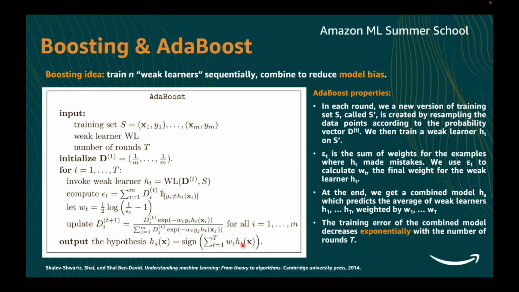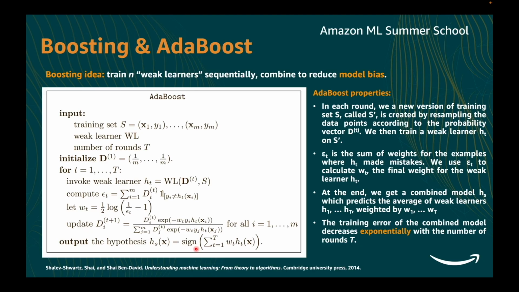This will give you a value which you pass to the sign function. The sign function is just, if it's positive, it gives +1. If it's negative, it gives -1. If it's 0, it gives 0, or arbitrarily, it can give +1 or -1. So this is the overall Adaboost procedure.